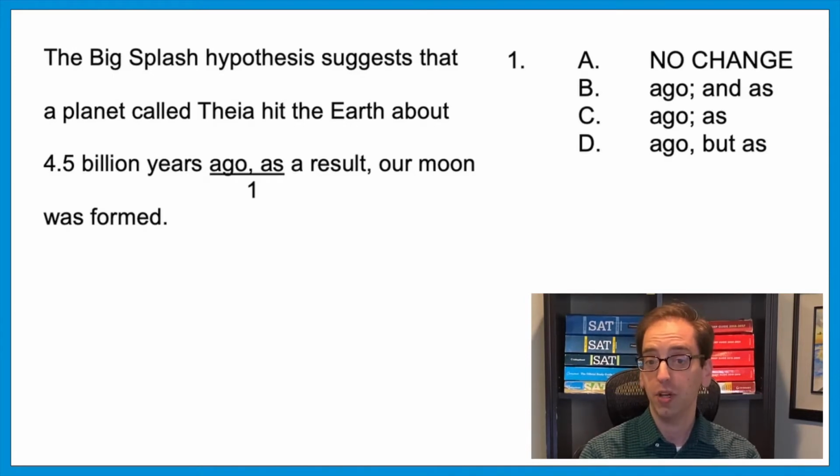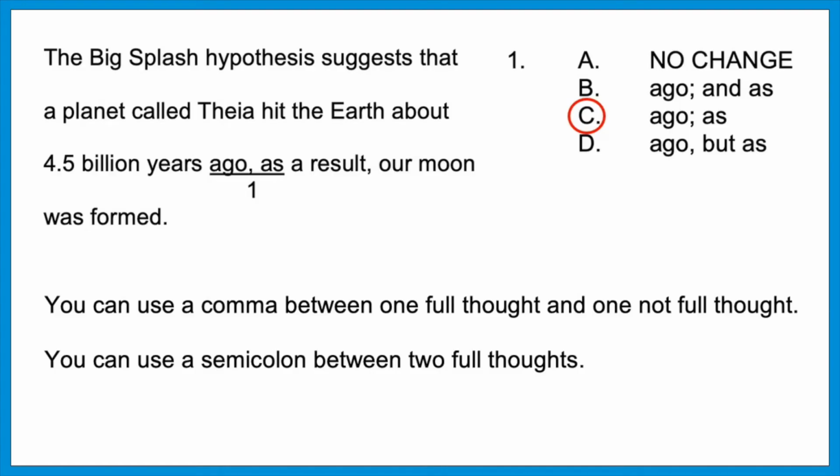And let's read the second part. As a result, our moon was formed. Also a full thought. So we have two full thoughts separated by a comma. But you're not allowed to do that. You need to have a semicolon between two full thoughts. Therefore, the answer is C. That gives us two full thoughts separated by a semicolon. So here's the rule that we hit in video 20. You can use a comma between one full thought and one not full thought. You could use a semicolon between two full thoughts.